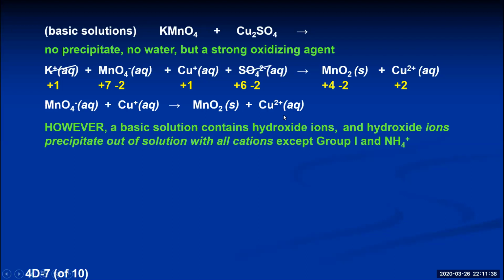So that means this copper 2 ion is going to eventually bump into a hydroxide ion. They're going to stick, and it's going to wind up forming a precipitate. So in a basic solution, you will not get free copper 2 ions floating around. They'll eventually stick to the hydroxides and precipitate out as copper 2 hydroxide. So whenever you have a basic solution, that's something to consider.